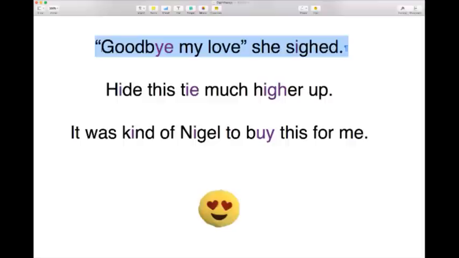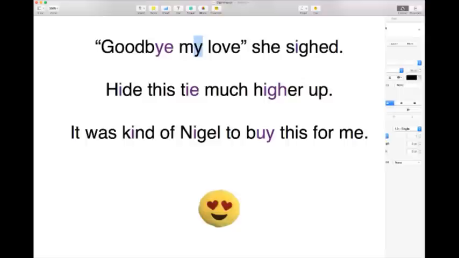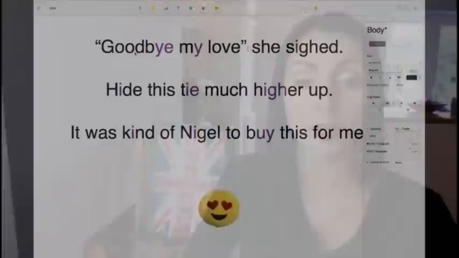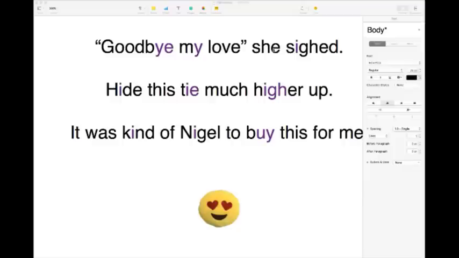Goodbye, my love. She sighed. If you don't know what sighed means, to sigh is to breathe out in sadness almost, or with relief. And sometimes you can use sigh when talking about speaking. So she said, "Goodbye, my love," she said, or "Goodbye, my love," she sighed. So I've spoken, but I've sighed it. "Goodbye, my love," she sighed.